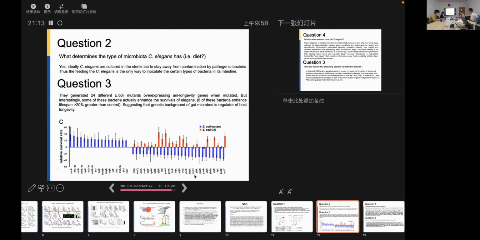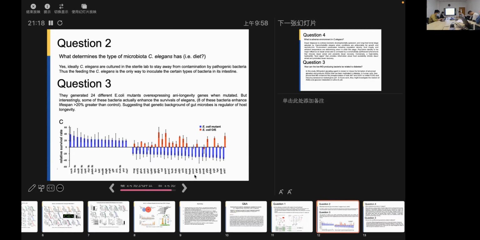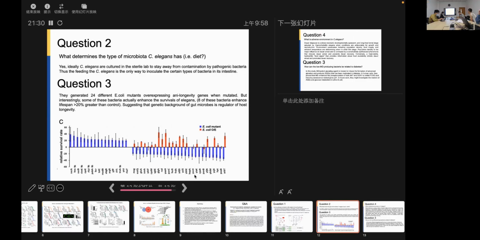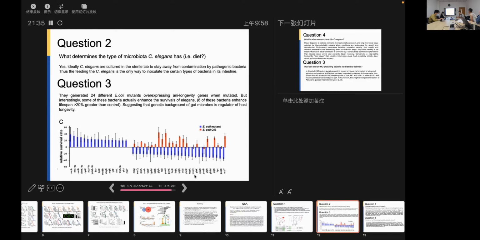We generated 24 different E. coli mutants overexpressing a gene associated with anti-longevity when mutated. Okay. What does it mean? This means that they are pro-longevity. Okay. It's written anti-longevity when mutated.